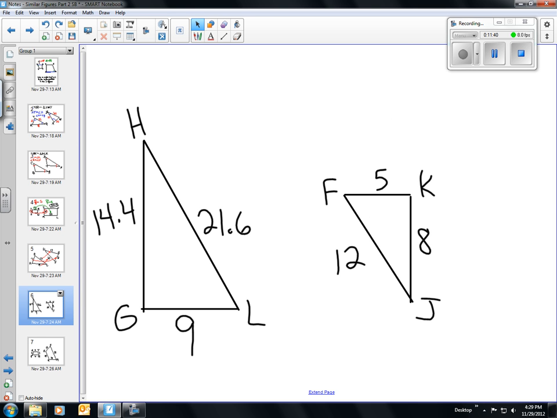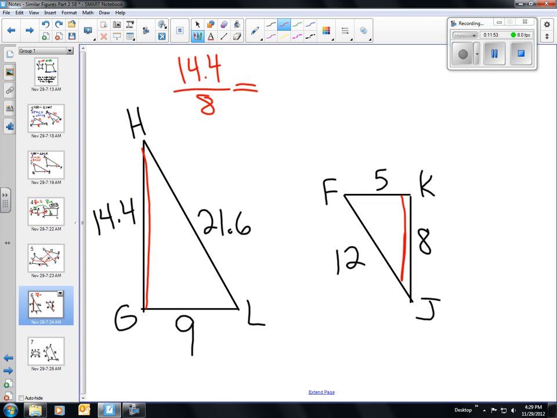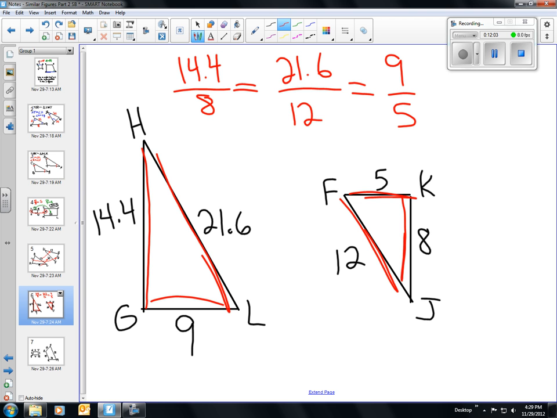Let's look at the third example, and we can see that we're going to need to write some ratios. So the ratio for the side HG would be 14.4 over 8, the corresponding part over here. And then this side here would be 21.6 over 12, equals the 9 over 5. And so when you divide all three of these and get the ratios, you're going to get 1.8 for all of them. So that means that all of them are the same ratio. Therefore, these two triangles are similar.